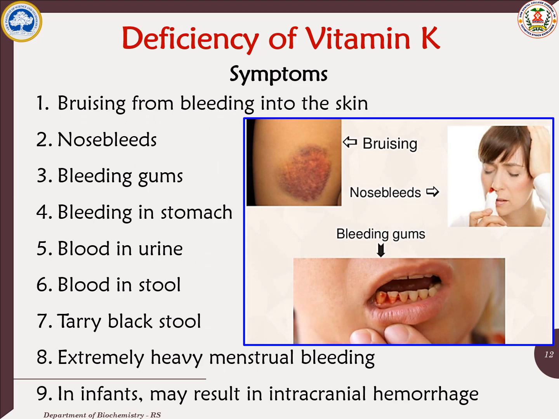So these are the symptoms of vitamin K deficiency: bruises from bleeding into the skin, nosebleed, bleeding gums, bleeding in the stomach, blood in urine, blood in stool, tarry black stool because of the presence of blood, and extremely heavy menstrual bleeding. In infants, it may result in intracranial hemorrhage. That means there is some blood clot or blood bleeding in the brain.